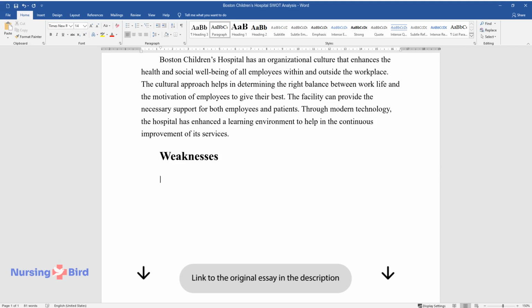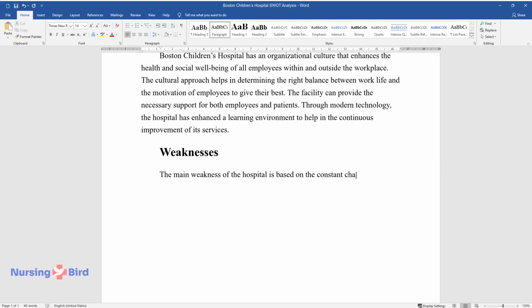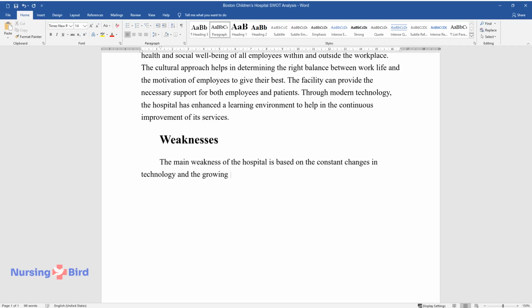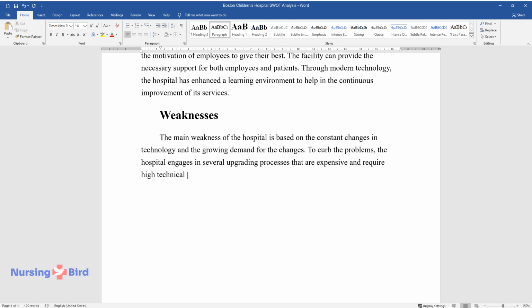Weaknesses. The main weakness of the hospital is based on the constant changes in technology and the growing demand for the changes. To curb the problems, the hospital engages in several upgrading processes that are expensive and require high technical skills that might be unavailable within the facility.